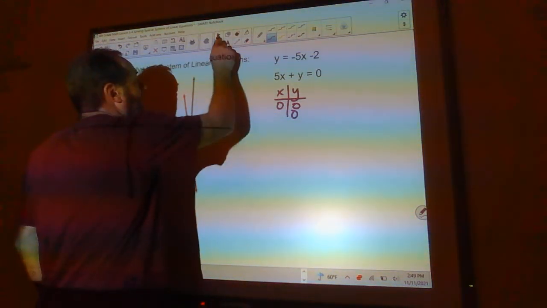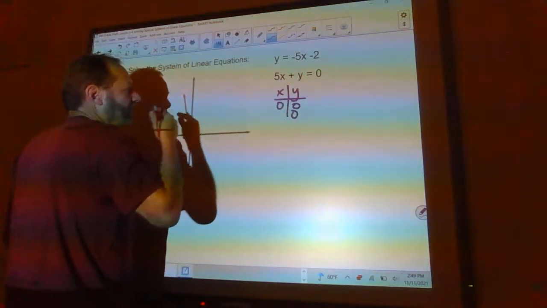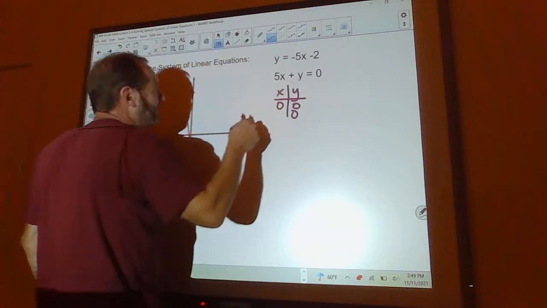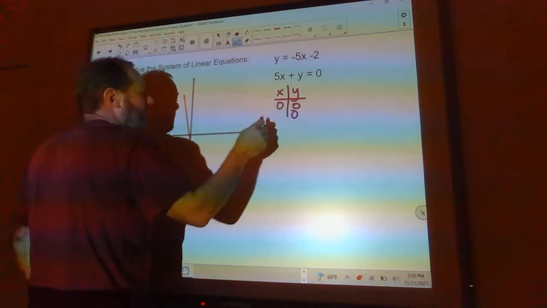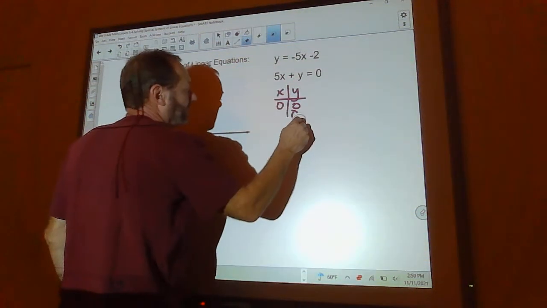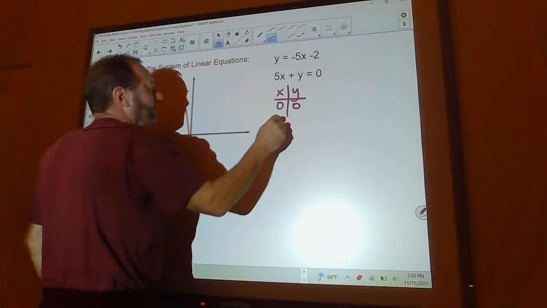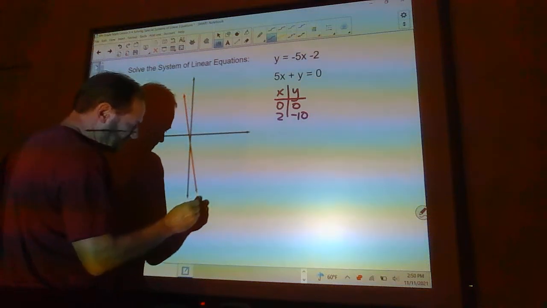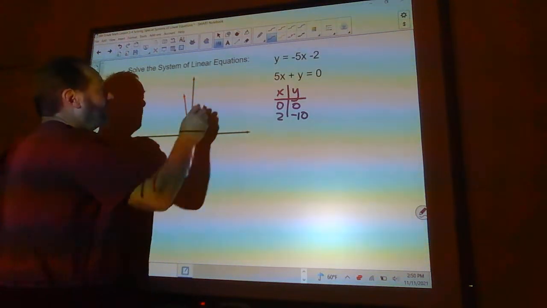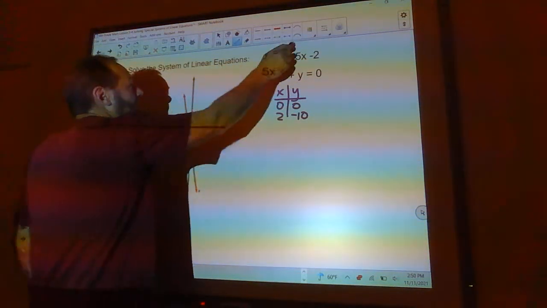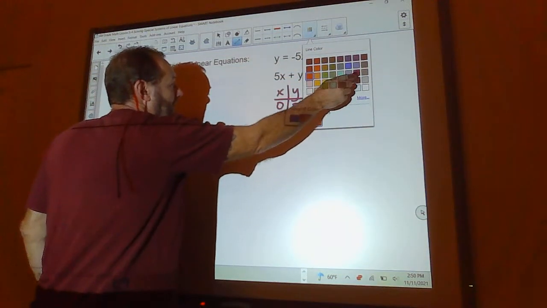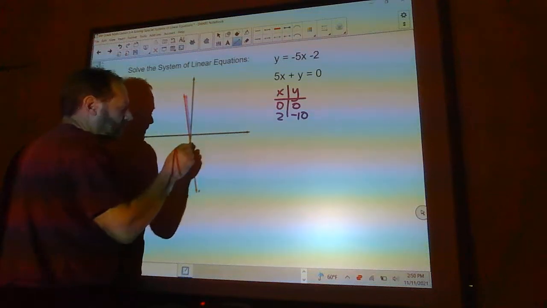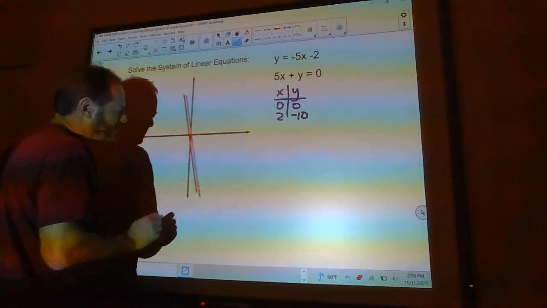Pick another point. How about 2 for x? So then that would be negative 10 for y. So let's do that. 2 for x would be negative 10. That makes 0. So then 2, negative 10 is going to be like right here. Use this purple. So it's going to look like that.